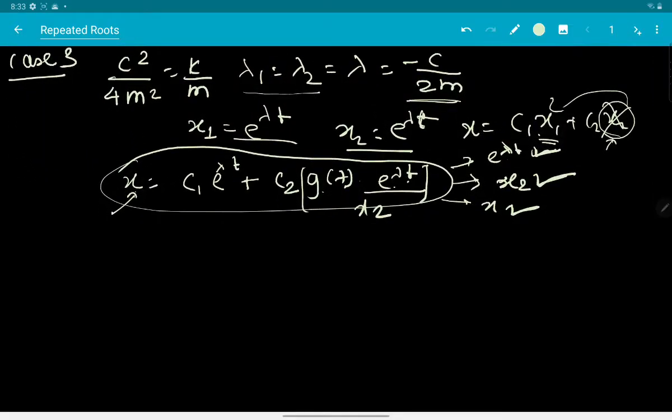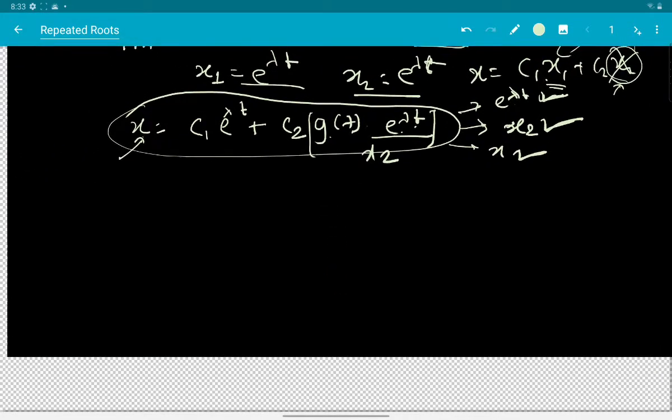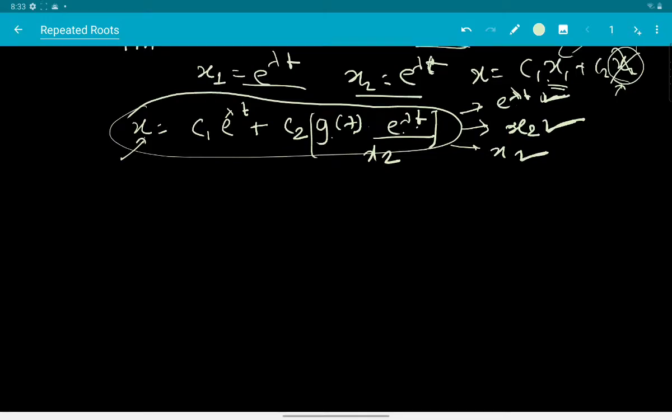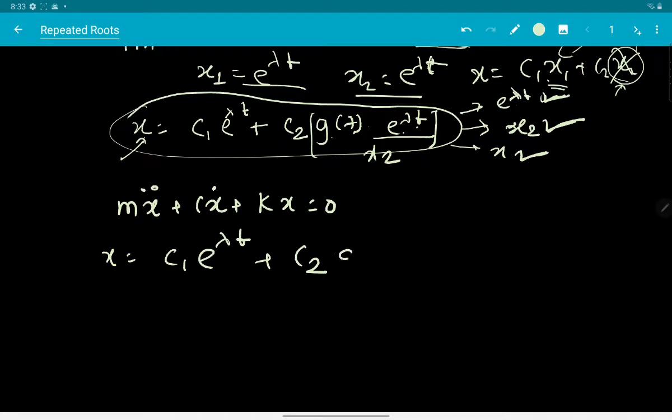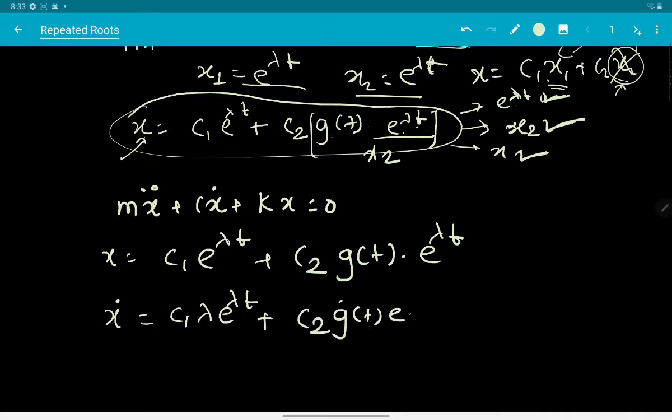Okay, so now let's assume that whatever we just now said, that x is the solution, is true. So if x is the solution, then mx double dot plus cx dot plus kx should be equal to 0. So what is x? x is equal to c1 e raised to lambda t plus c2 times g of t into e raised to lambda t. So what is x dot? If this is what is x, then x dot will be equal to c1 lambda e raised to lambda t plus c2 g dot of t times e raised to lambda t plus c2 lambda g of t times e raised to lambda t.